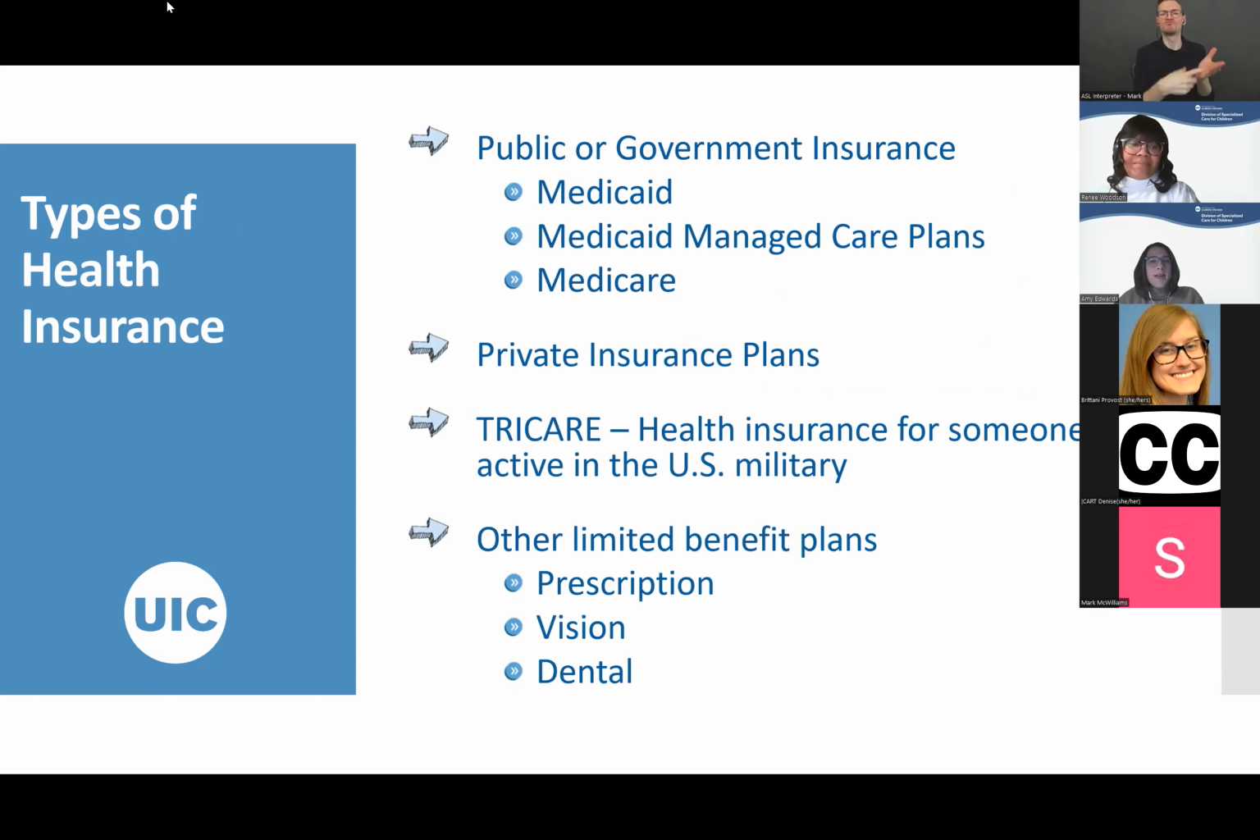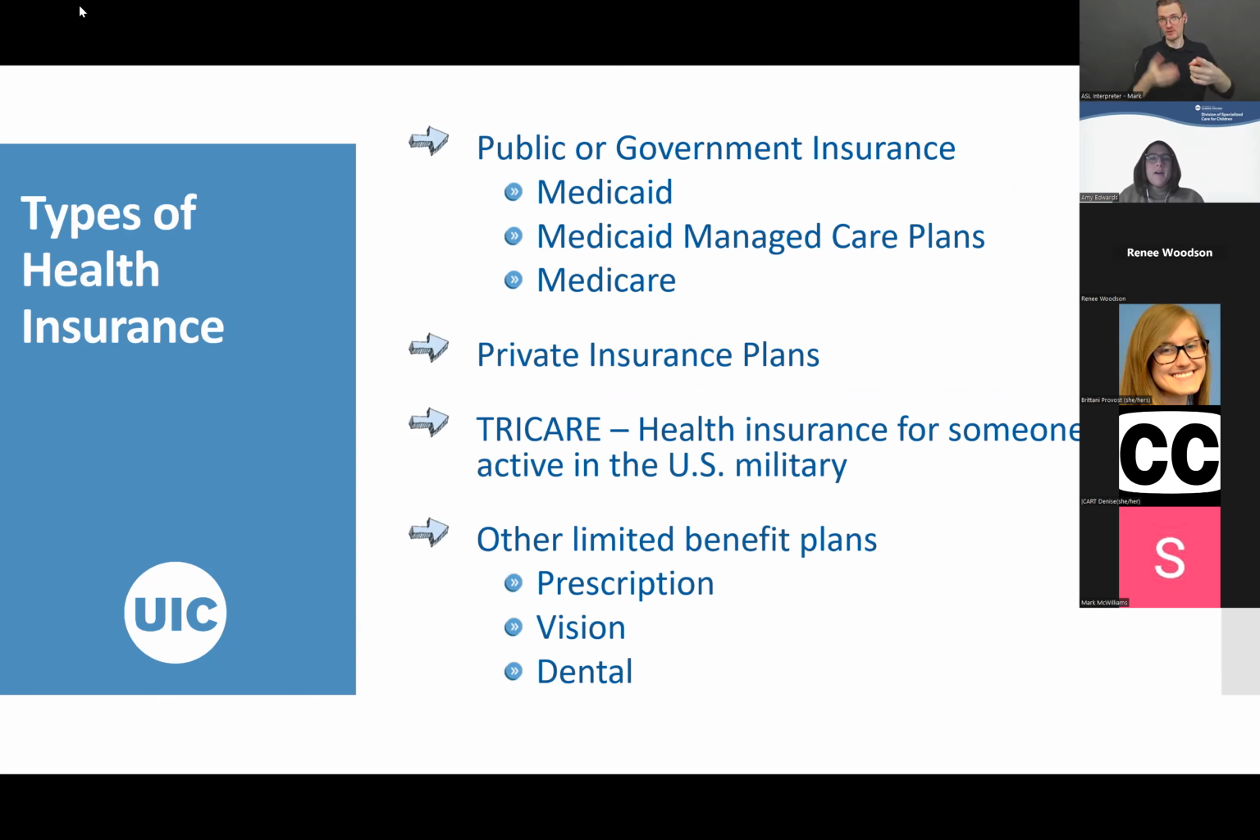And as you know, or may not know, there are a lot of different types of health insurance and different ways to get insurance. One way you can get insurance is through a public or government insurance plan. So these are programs that are like Medicaid, Medicaid managed care plans, and Medicare. You can also have private insurance, and we're going to spend a lot more time tonight talking about private insurance. And then there's also TRICARE, which is a health insurance plan for someone who is active in the United States military. And then we're also going to talk just briefly about other limited benefit plans out there.